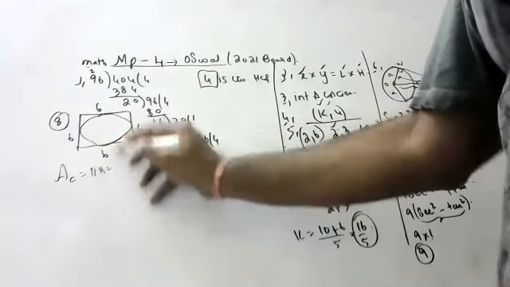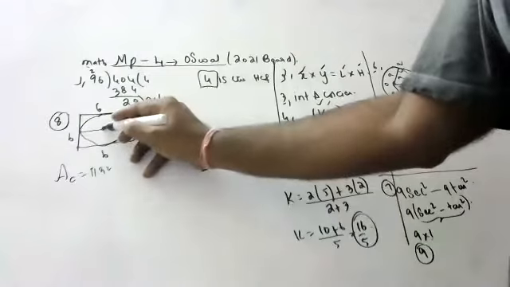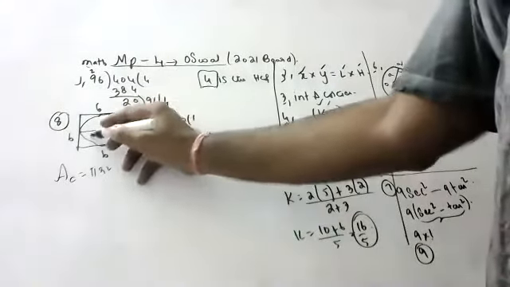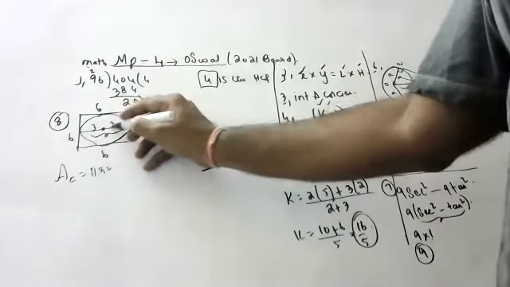What is the area of the circle? Pi r square. The diameter is 6 centimeters, sir. Diameter is 6 means the radius is 3.